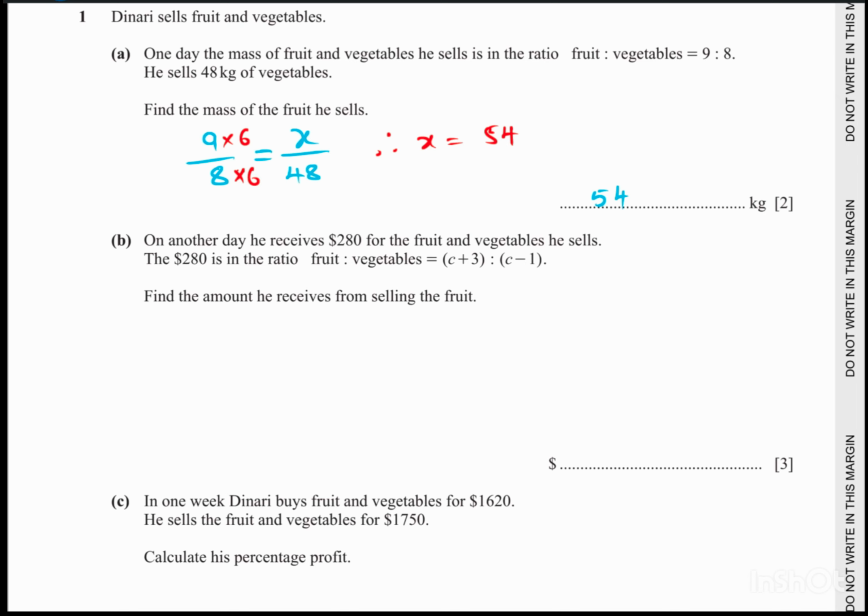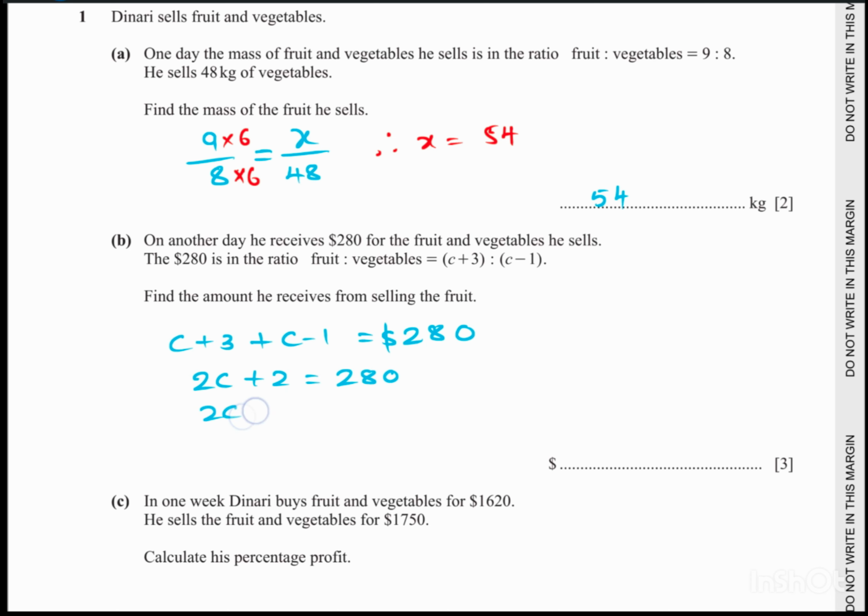Question number B. On another day, he receives $280 for the fruits and vegetables he sells. Then $280 is in the ratio fruits to vegetables C plus 3 to C minus 1. This is the ratio, and the total amount received is given. So let us take this C plus 3, add the ratio, and you can equate it to the total amount of dollars. So we get here 2C plus 2 is equal to 280.